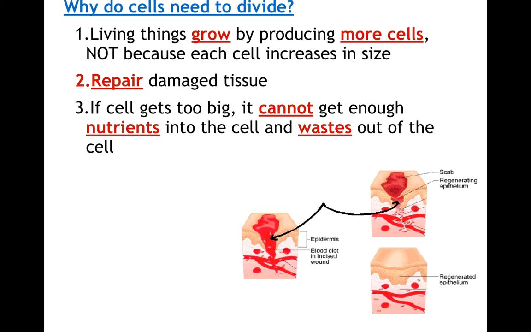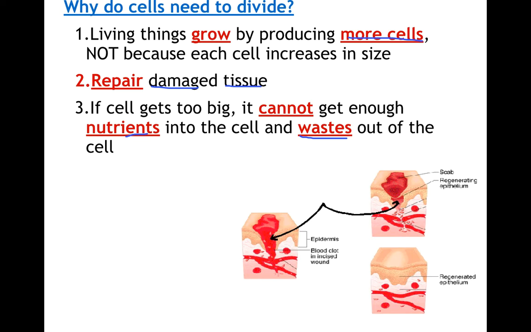Why do cells need to divide? So living things grow by producing more cells. Okay? We do not grow because our cells just increase in size. So know that we grow because we actually produce more cells. Cells need to divide also to repair damaged tissue. And cells need to divide if a cell gets too big, it cannot get enough nutrients into the cell and it can't get rid of waste because it's too big, so it needs to divide in that case as well.